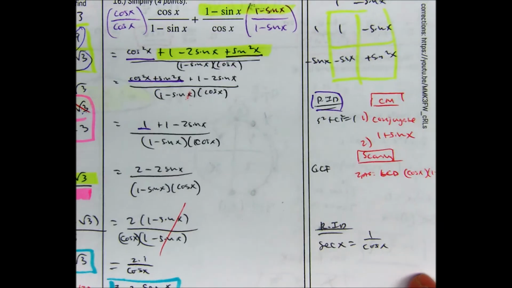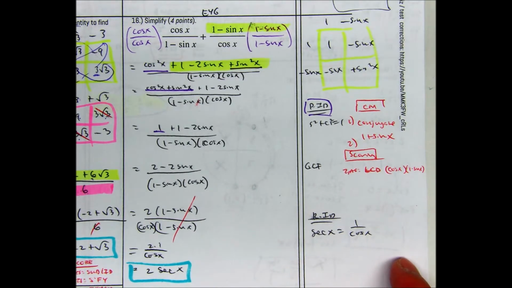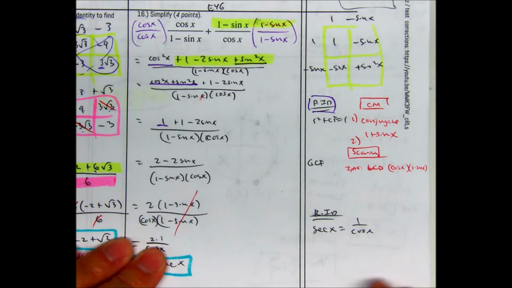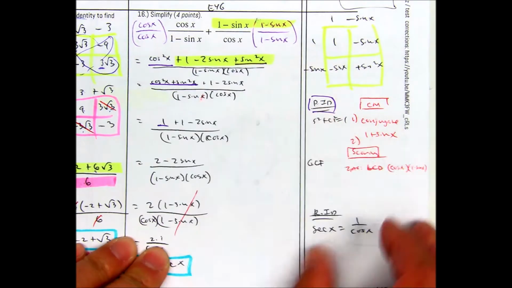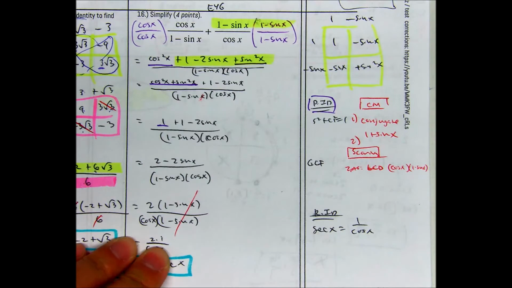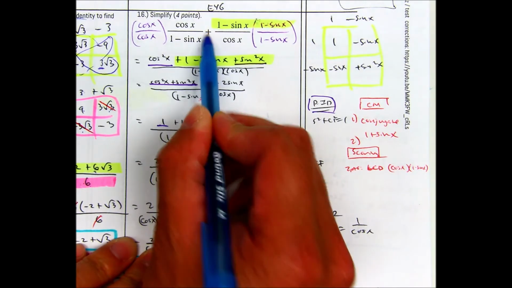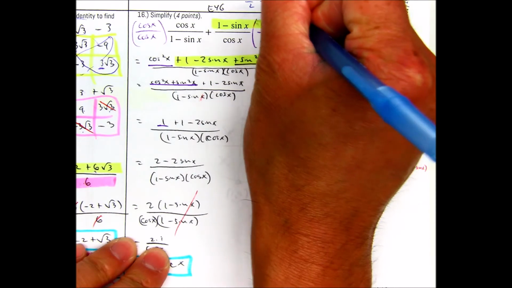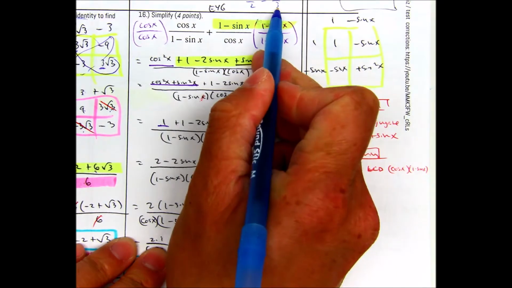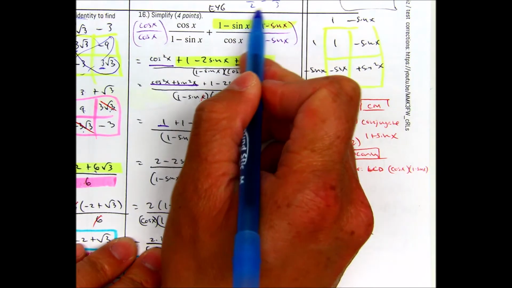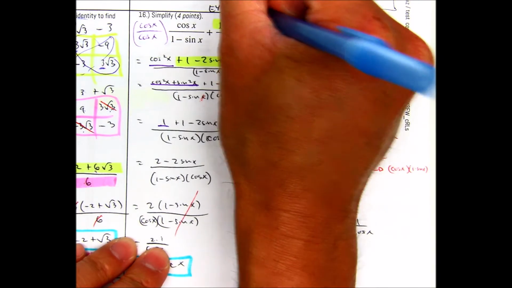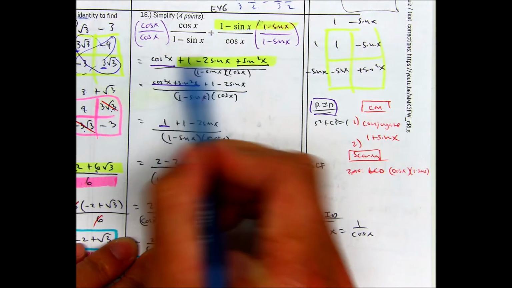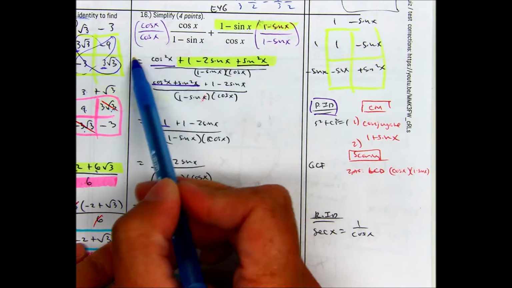Question number 16. I'll just throw out the common mistakes first. If you look at the other version of the other video, there's an equal sign here. What's the difference? You're adding fractions. When you add fractions, do you multiply by the conjugate? No, you have to have a common denominator. So in this problem with the plus sign here, you have to have a common denominator.